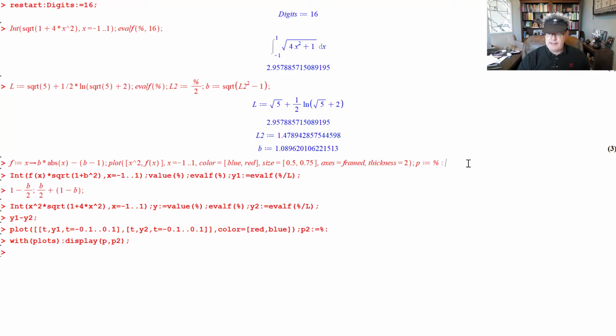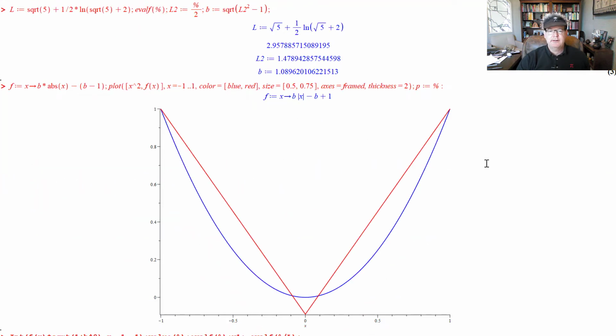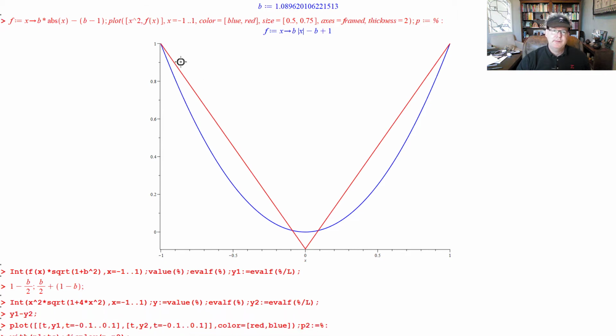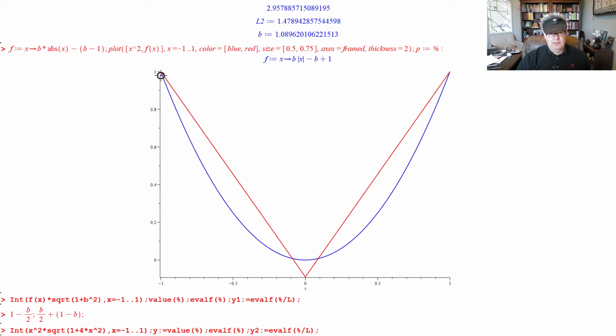So what that is doing, let me look at our absolute value graph. Obviously in blue is the parabola, y equals x squared. There's the origin right here. And then in red is the absolute value. It'll have the same length. So that's why I wanted half of the arc length.